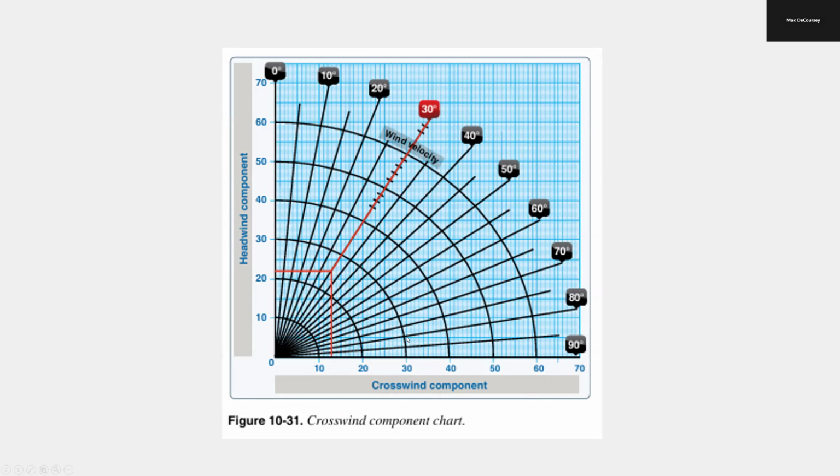So you'll find the 30 knot wind ring, you'll go to the 80 degrees, and you'll follow that to the 30 knot wind ring. Okay, so it's right here. Once you get to that point, you'll go straight down and you'll find the crosswind component. So it's about 29 knots. And you'll go straight over and you'll find the headwind component, which is about 5 knots. Okay, so that's how you use one of these.